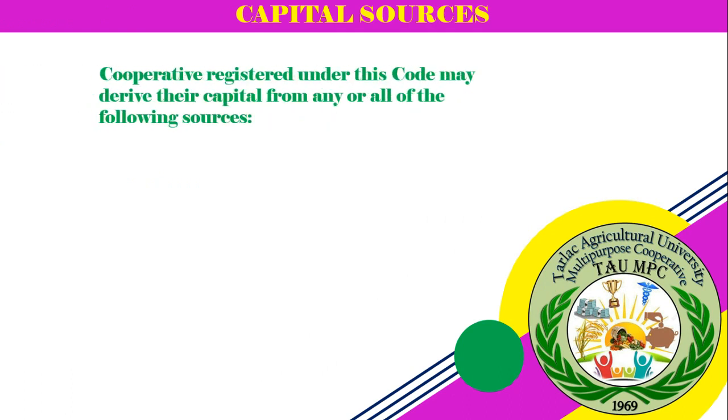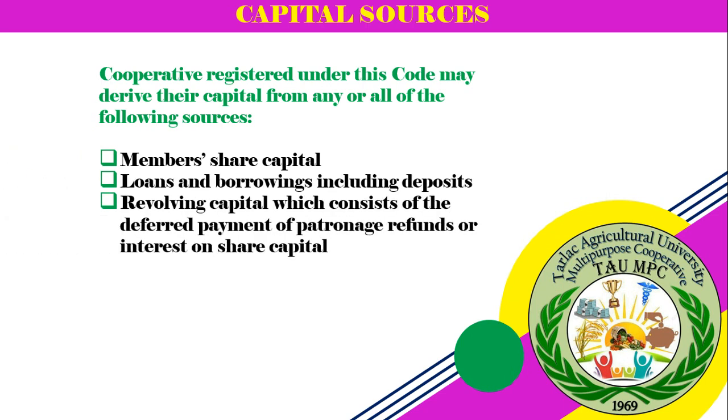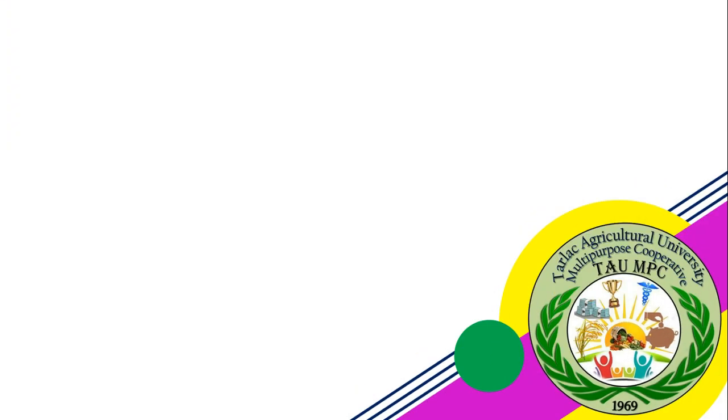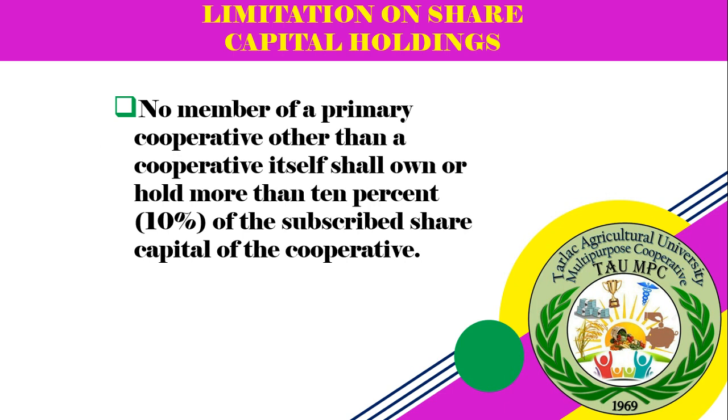Capital sources. Cooperatives registered under this code may derive their capital from any or all of the following sources. Members' share capital. Loans and borrowings including deposits. Revolving capital, which consists of the deferred payment of patronage refunds or interest on share capital. Subsidies, donations, legacies, grants, aids, and such other assistance from any local or foreign institution, whether public or private. Limitation on share capital holdings. No member of a primary cooperative other than a cooperative itself shall own or hold more than 10% of the subscribed share capital of the cooperative.